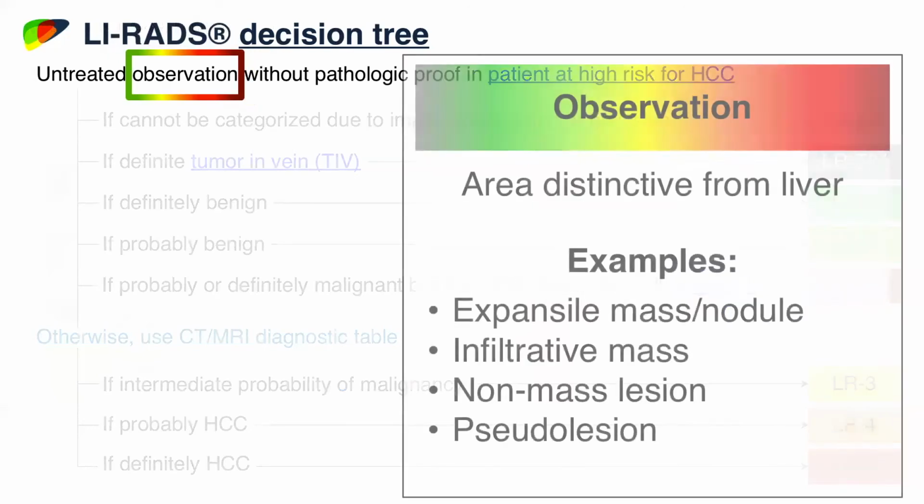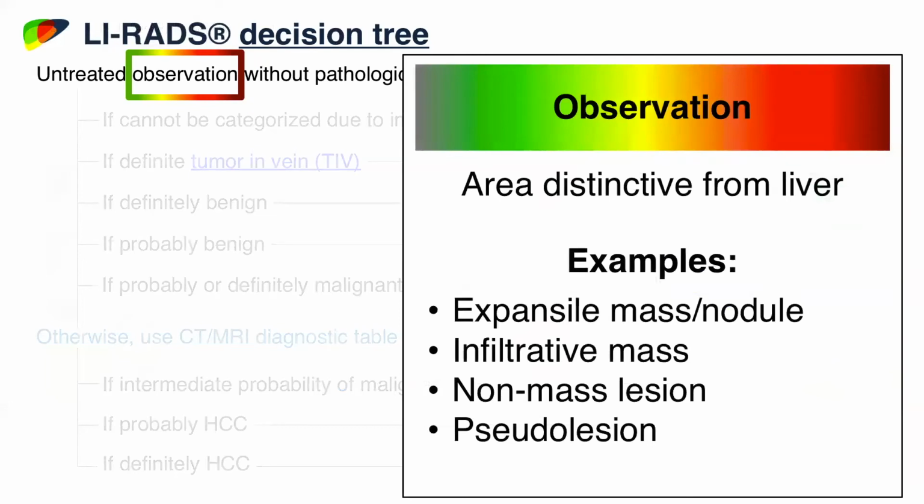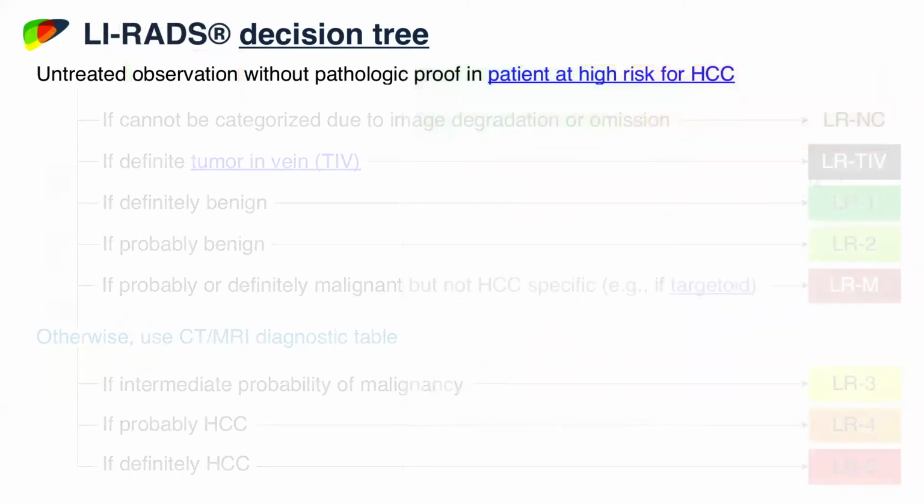What is an observation? Well, we already talked about it. It's an area distinctive from liver. It could be a mass, a nodule, or an infiltrative mass. It may be a lesion that's not a mass at all, like scarring, or it could be a pseudo-lesion, like an arterial portal shunt. We ask ourselves, does the patient have high risk for HCC?